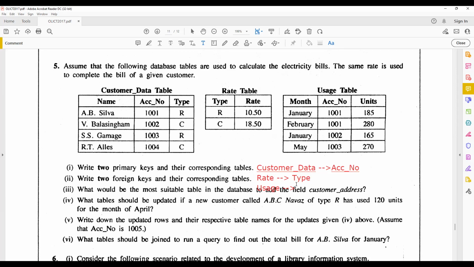Right. How about the usage table? Can we use month? Can we use account number alone? No, you can't. So then what is the primary key? Again.